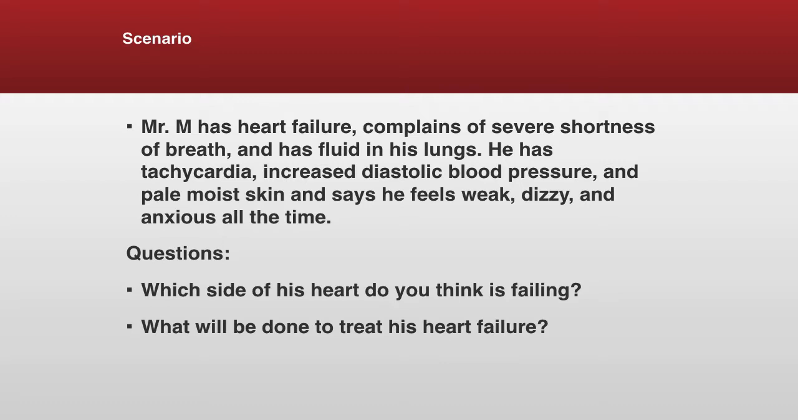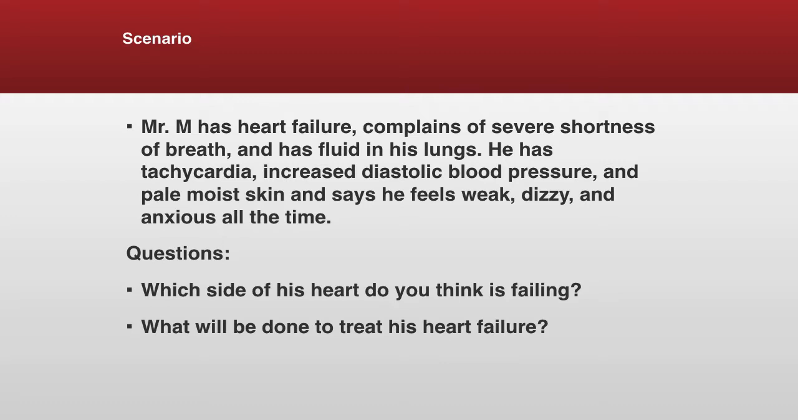What does DIG do? Well, DIG increases the contractility of the heart. So that's going to help the heart to be able to push the blood out to the rest of his body, right? So it won't back up into his lungs. We'll give him oxygen therapy. He may even need CPAP or BiPAP.